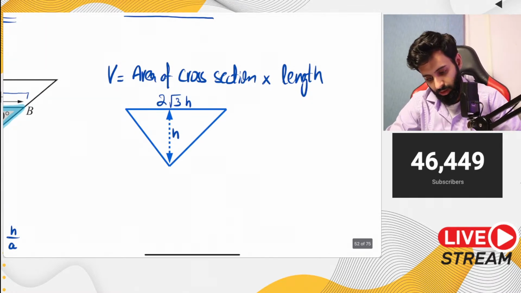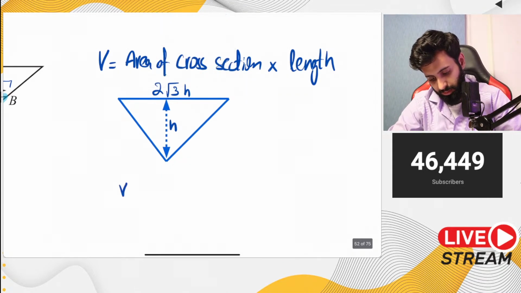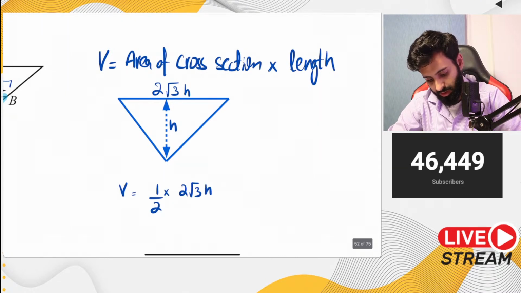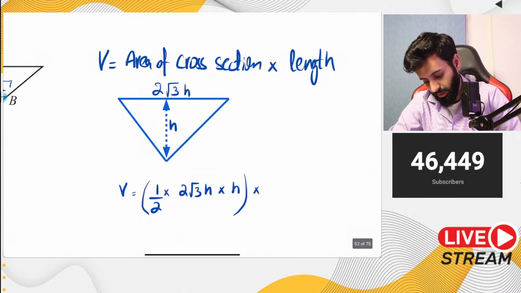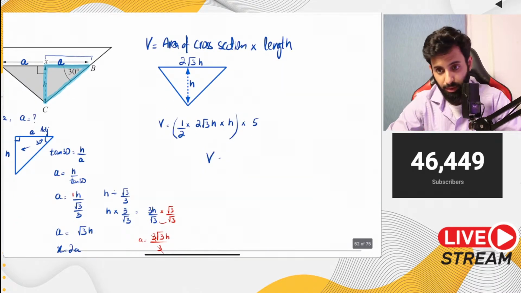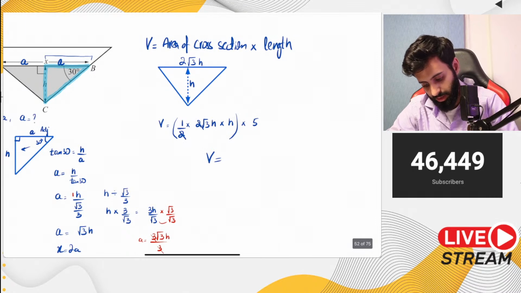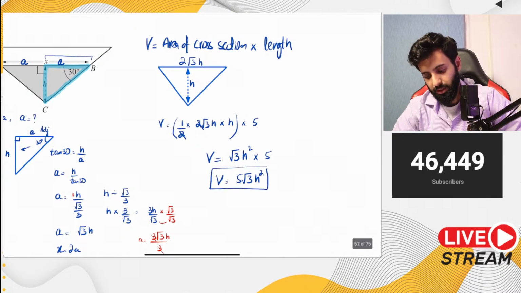Okay, all right. So we were finding the volume of the prism, so let's do that. The volume of the prism will be equal to half into base into height. That means half into 2 under root 3h into h. This will give us the area of cross section, multiplied by the length, which if I remember correctly is 5. Yep, it's 5. So that gives us the volume. This 2 and this 2 get cancelled out, and we have root 3 h square into 5, which can be written as 5 under root 3 h squared. There you go. That's it.